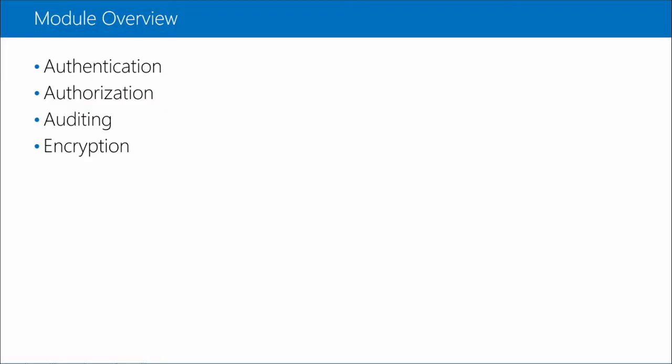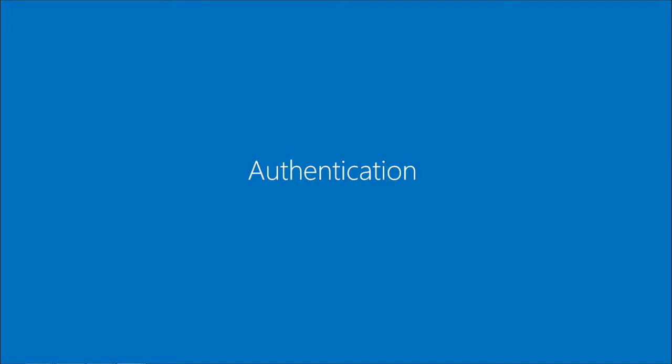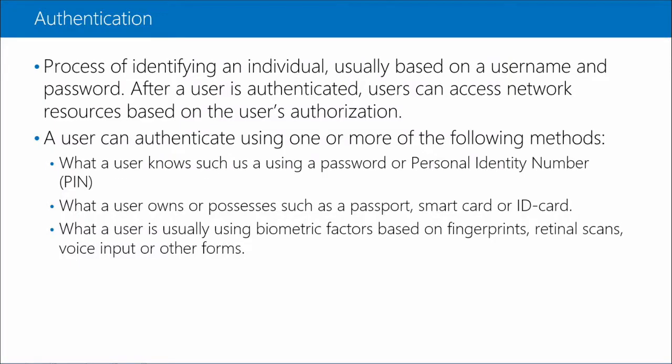Module overview. We're going to talk about authentication, authorization, auditing, which is how we perform accounting, and encryption. So, authentication. Authentication is the process of identifying a unique individual based on a username and password in one system, or a username and some type of challenge-and-pass system.